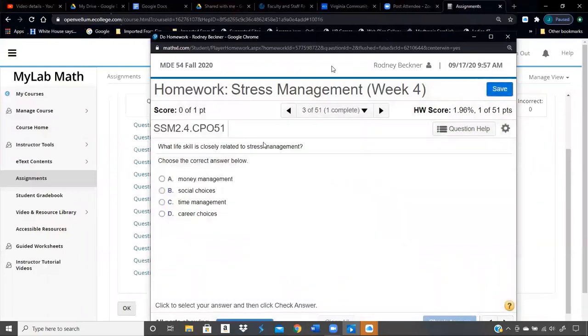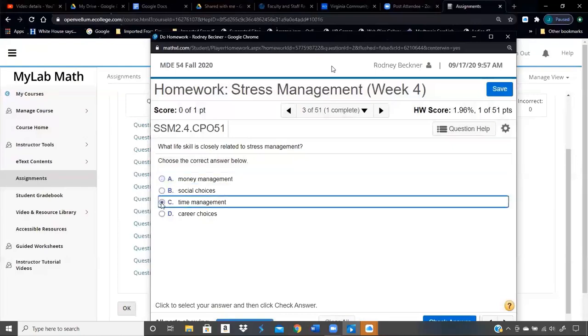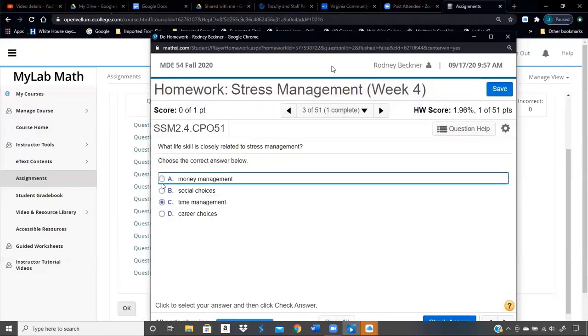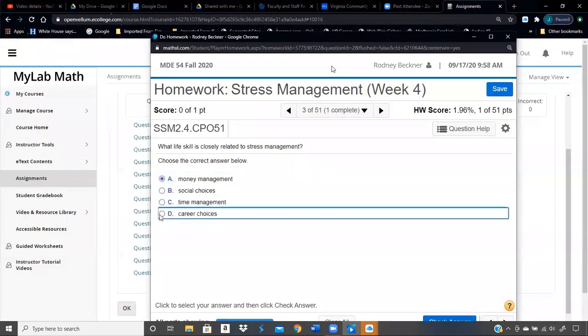What life skill is closely related to stress management? Money management, social choices, time management, career choices. Oh man, that seems like a lot of those might be possible at first glance, I think. What life skill is closely related to stress management? I feel like money management and time management are probably pretty close, but career choices could also envelop money management and time management.